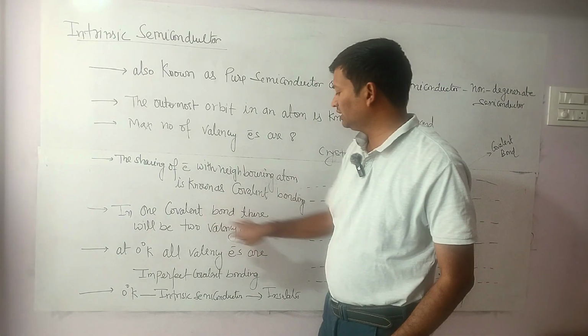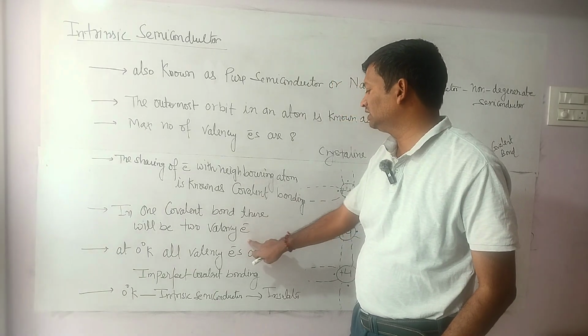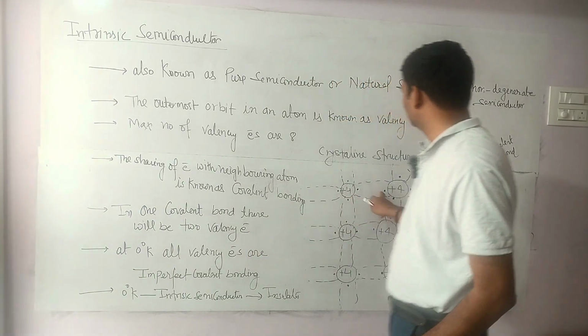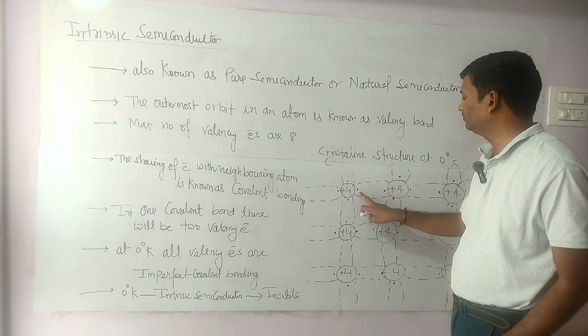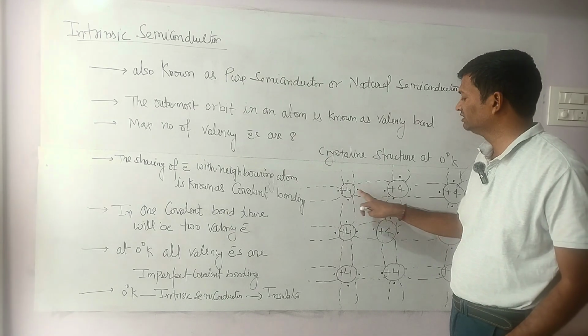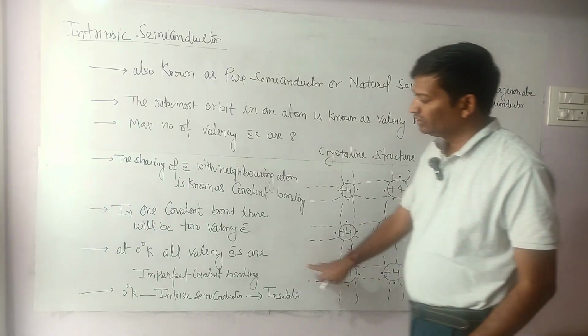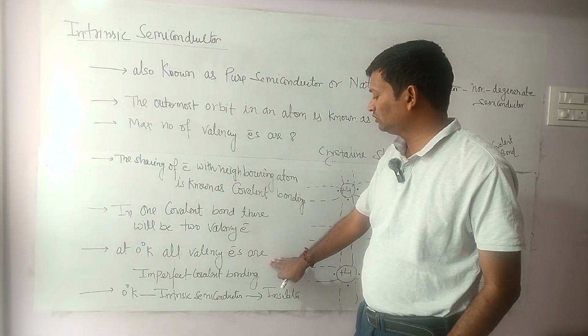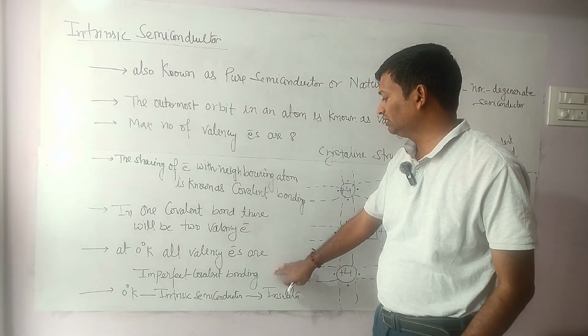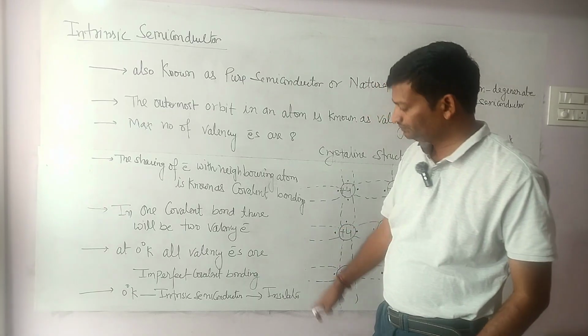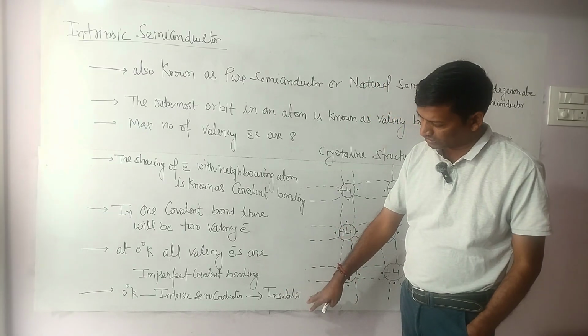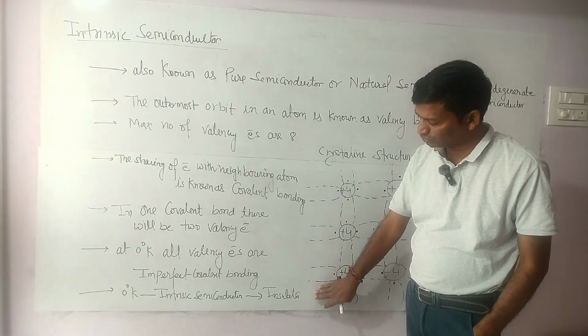In one covalent bond there will be two valence electrons, one from this atom and one from this atom. So a maximum of two electrons will be there in one covalent bond. At 0 Kelvin all valence electrons are in perfect covalent bonding. So at 0 Kelvin an intrinsic semiconductor works as an insulator.